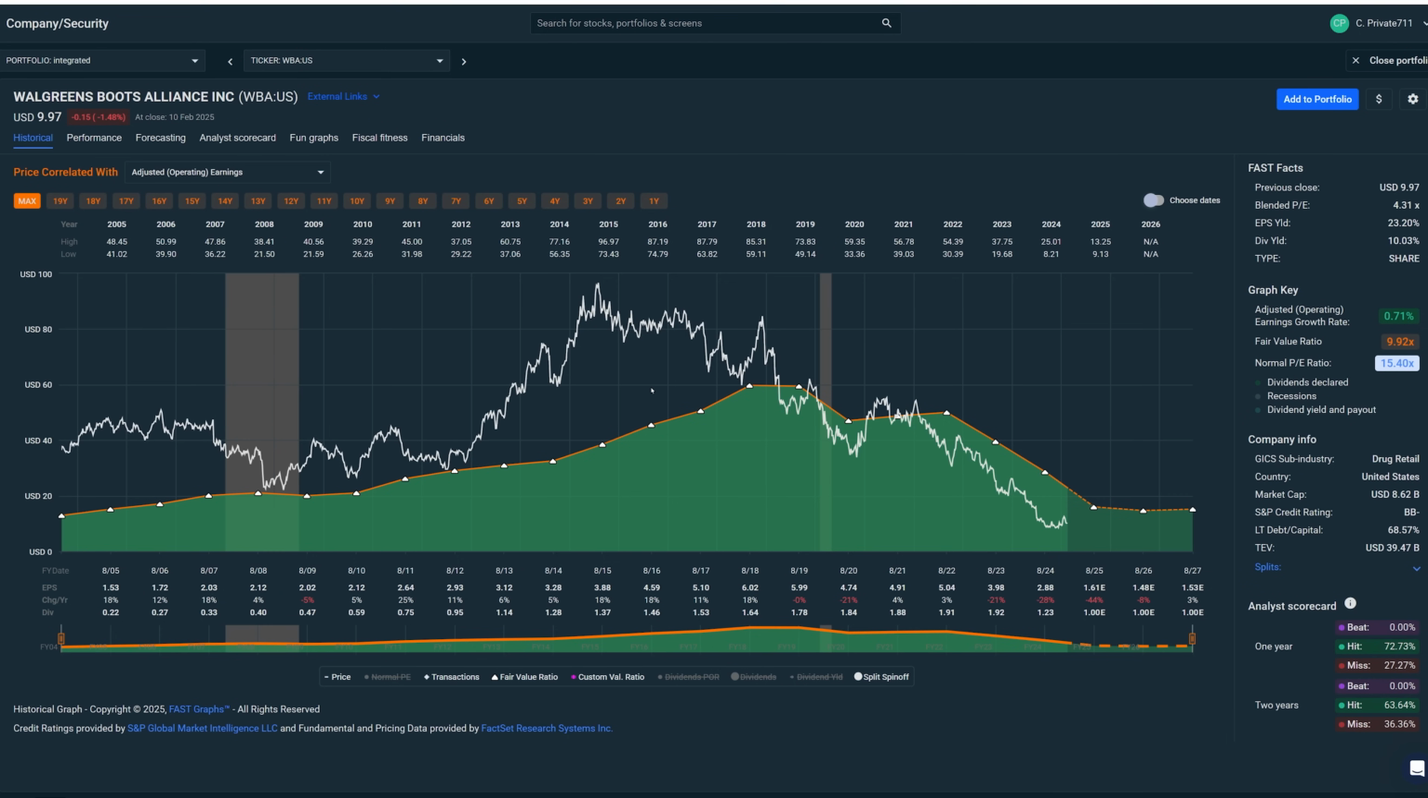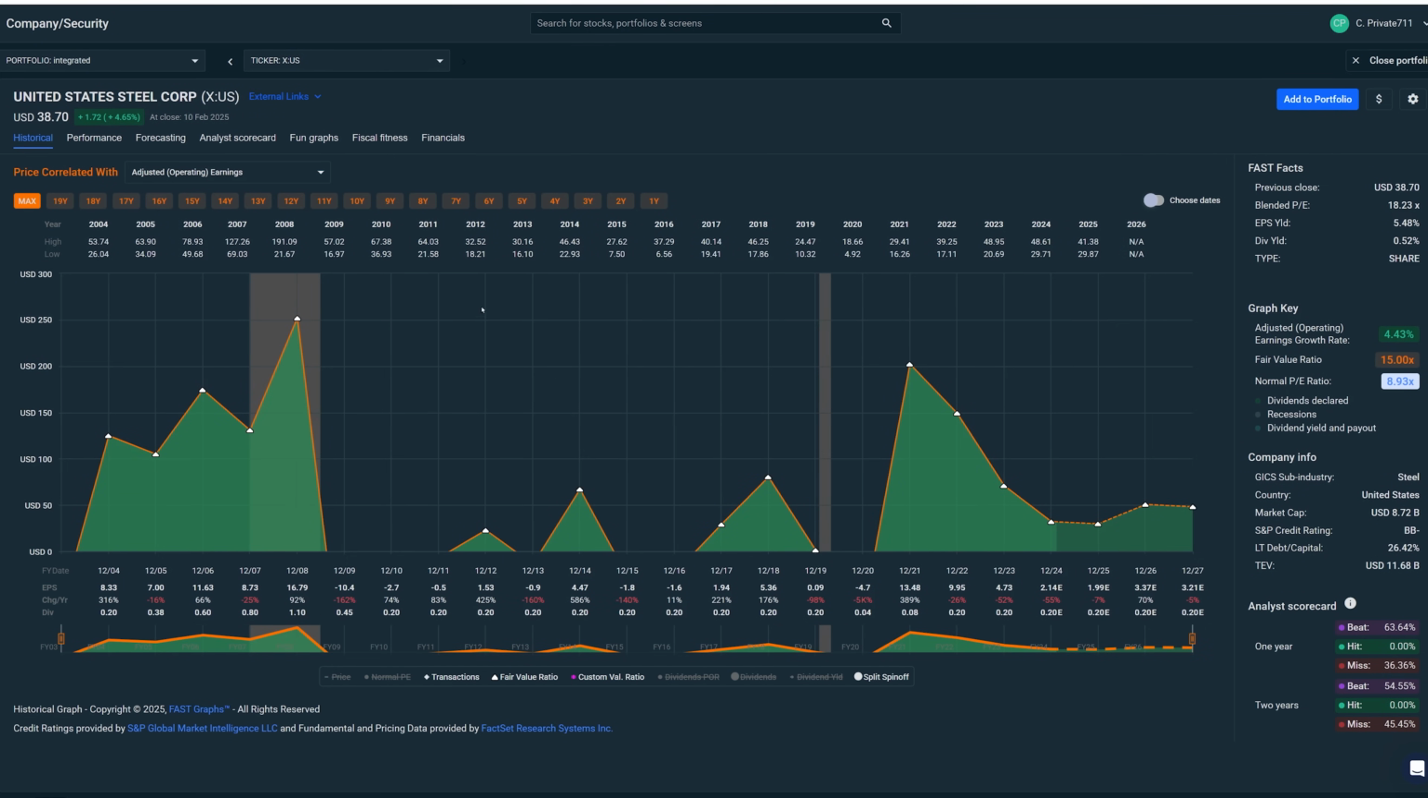Earnings determine market price in the long run. Emotions determine market price in the short run. Those are two extremely important principles that need to be understood when you're looking at investing in stocks. Now, the next one I'm going to show here is United States Steel.